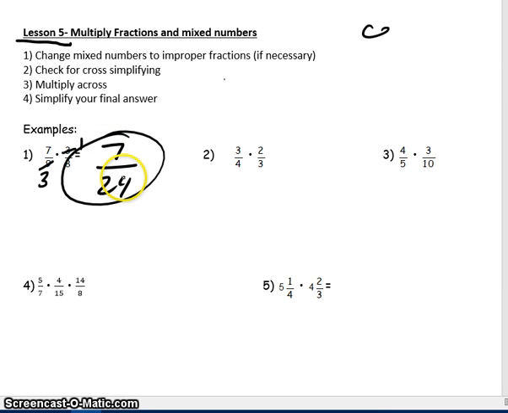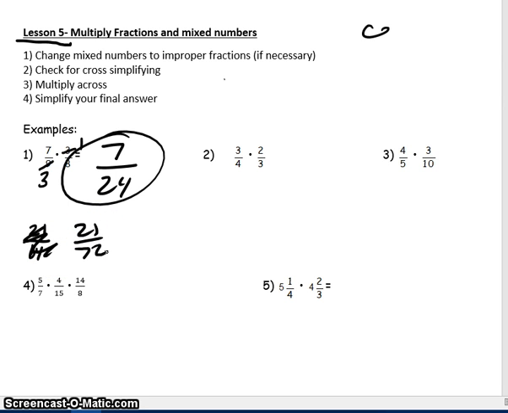Now, why is this so important, the cross simplifying? Well, let's look and see if we didn't use that. If I just multiply straight across, I'm going to get 7 times 3, which is 21. And then underneath, I'm going to get 64. And now I got to find a number that fits into 21 and fits into, I'm sorry, that's not 64. It was a 9 underneath there. 9 times 8, 72.